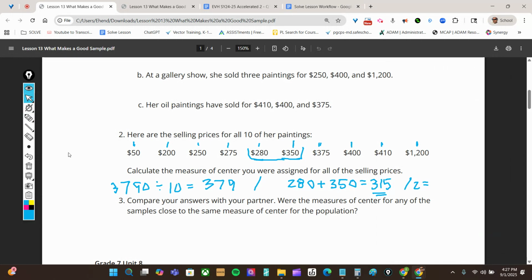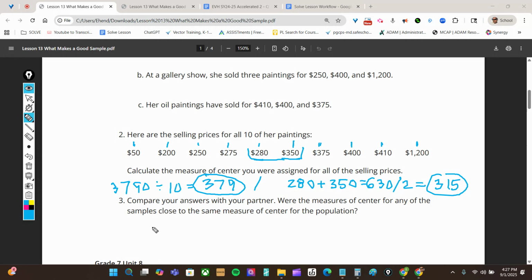All right, this is kind of throwing me off here. Just divide by 2. Let me edit this a little bit because we added that together. We got 630, and then we divided that by 2 and got 315. All right, 315 over here for the median and 379 for the average.